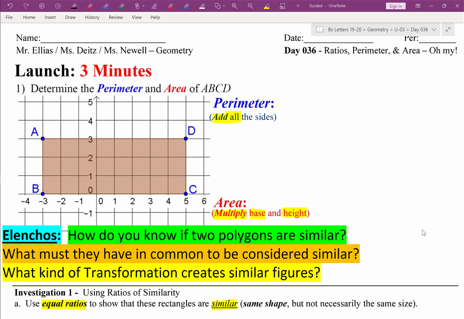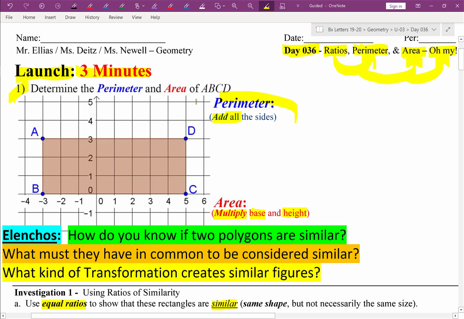Hey, so in this video, day 36, we're going to be talking a little bit more about ratios and how scale factor and ratio affects perimeter and how it affects area. So pause the video, try the launch, which is just question 1, 3 minutes. If you need a little hint for area and perimeter, it's included.